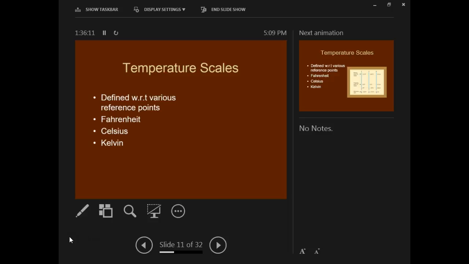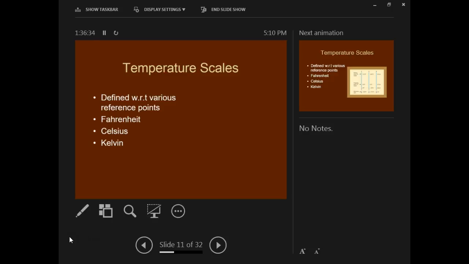Now there's another scale based on the Fahrenheit scale that goes down to absolute zero, and that's called the Rankine scale. But frankly, I've never seen or heard anyone use this since I was in college. Yeah, it's kind of pointless, right?